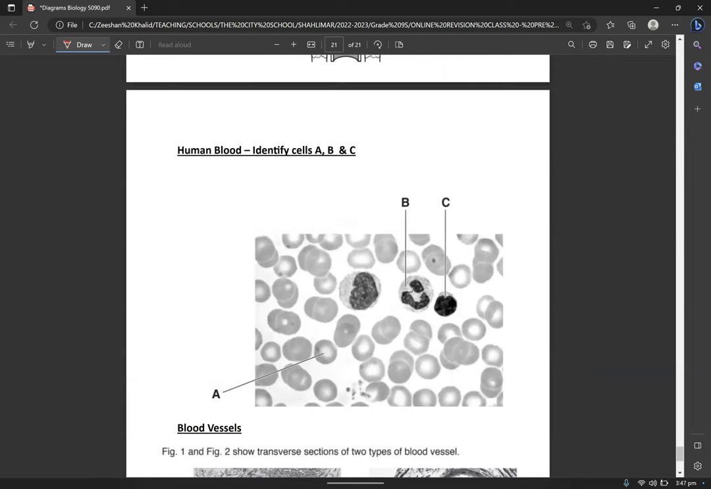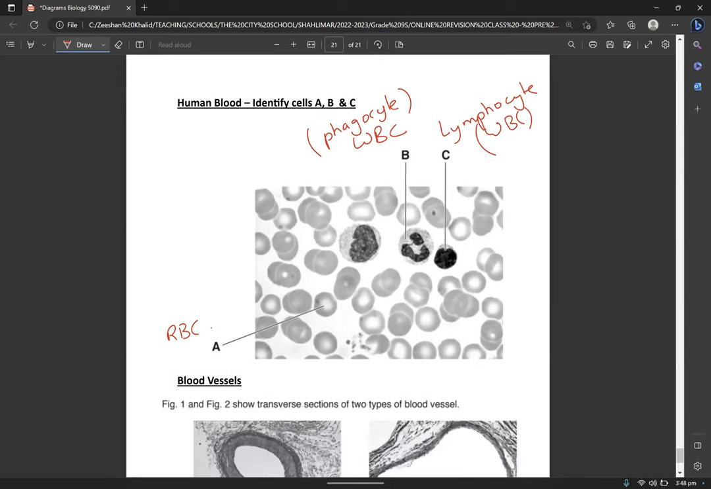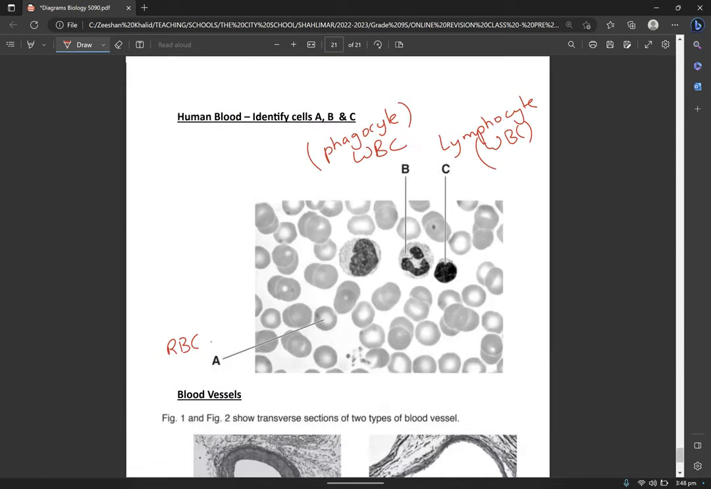Human blood identify cells A, B, and C. A is none other than the red blood cell. B is none other than the white blood cell. और व्हाइट ब्लड सेल कौन सा उसको बताएं, क्योंकि उसने दोनों व्हाइट ब्लड सेल्स दिए हैं, फेगोसाइट, और ये वाला जो है वो भी व्हाइट ब्लड सेल है लेकिन ये लिम्फोसाइट है. और जस्ट टू मेक श्योर दैट यू नो लिम्फोसाइट विल प्रोड्यूस एंटीबॉडीज एंड फेगोसाइट विल डू एंडोसाइटोसिस.